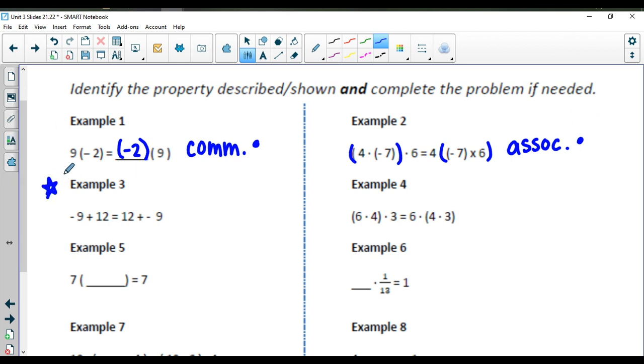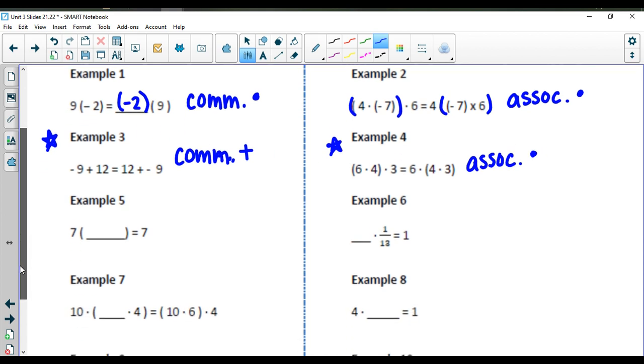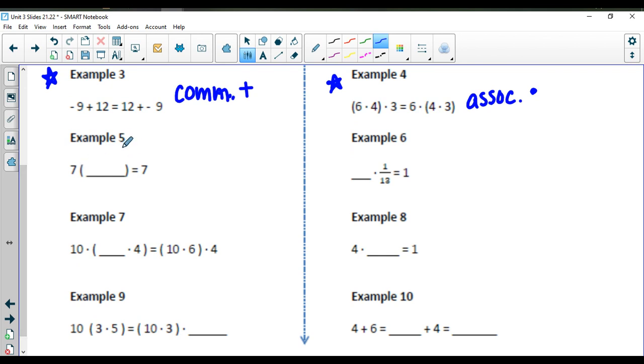Take a look at example number 3, and you are going to type out what you think the property is as well as what operation it involves. So for this one, the order changed. This is commutative property, but this time we're doing addition. Take a minute, look at number 4, and type in again what the property is and what operation. So this one, again, changed the associative property, and again, we're multiplying here. For number 5, we start with a 7, we end with a 7, and we're multiplying. So this must be the identity property of multiplication here.